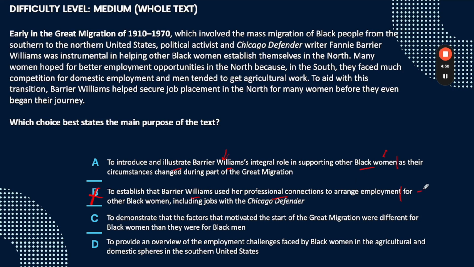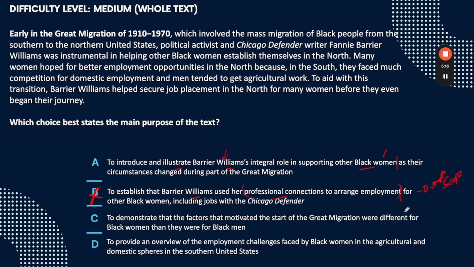So B is out because this is out of scope. This is simply not being discussed in the text. How did she do that? I don't know. Let's go to C now. To demonstrate that the factors that motivated the start of the Great Migration were different.